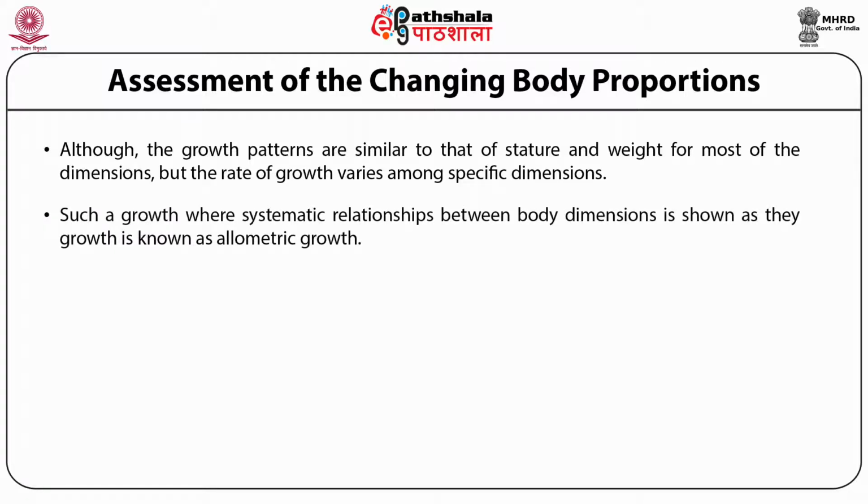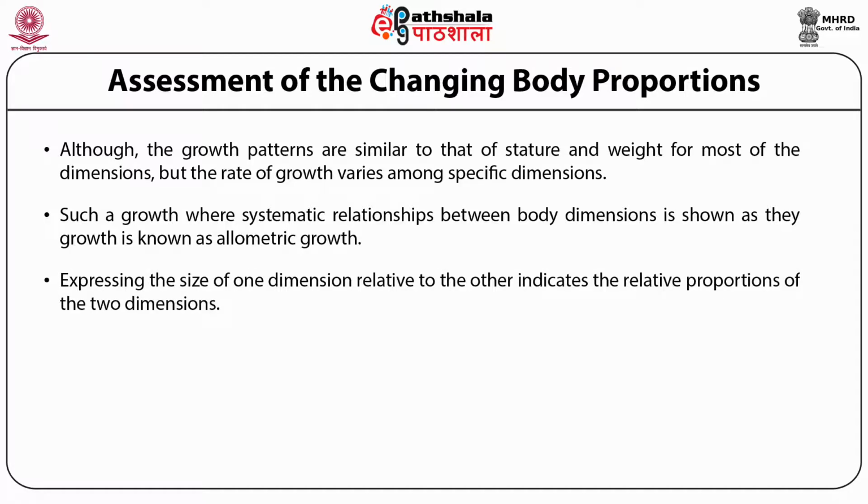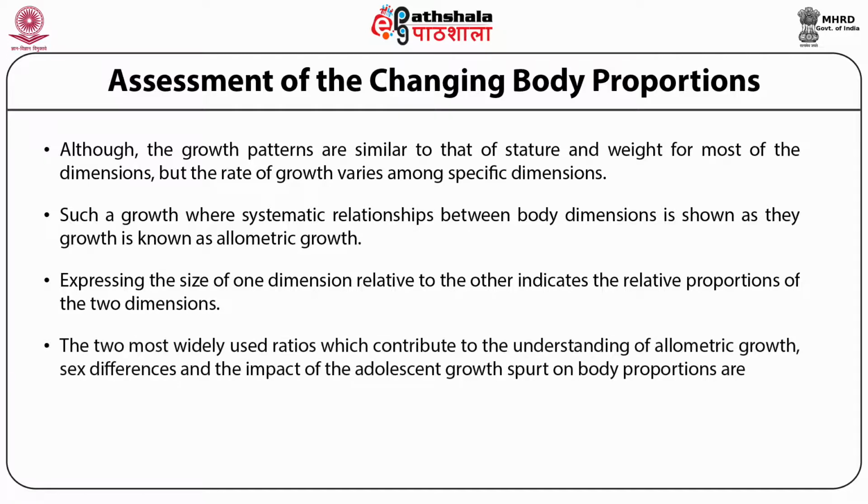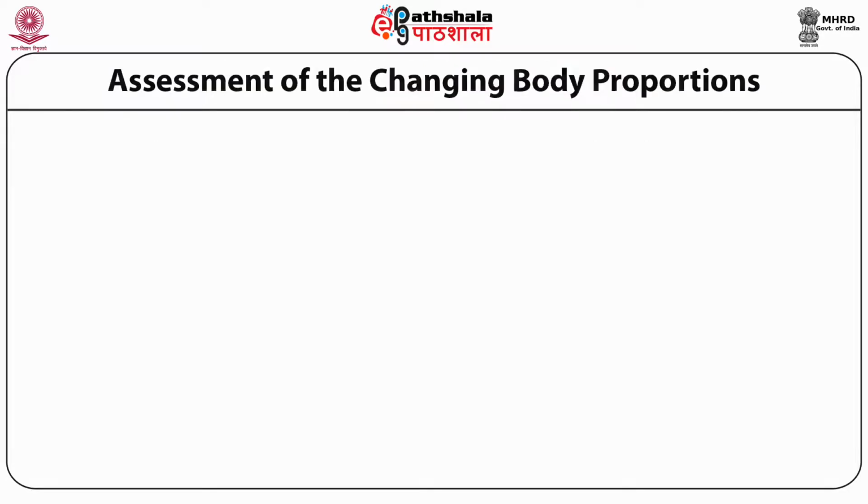Such growth, where a systematic relationship between body dimensions is shown as the body grows, is known as allometric growth. Expressing the size of one dimension relative to the other indicates the relative proportions of the two dimensions. The two most widely used ratios which contribute to the understanding of allometric growth, sex differences, and the impact of the adolescent growth spurt on body proportion are the sitting height stature ratio and the biacromial ratio. Sitting height stature ratio, let's see what that is.